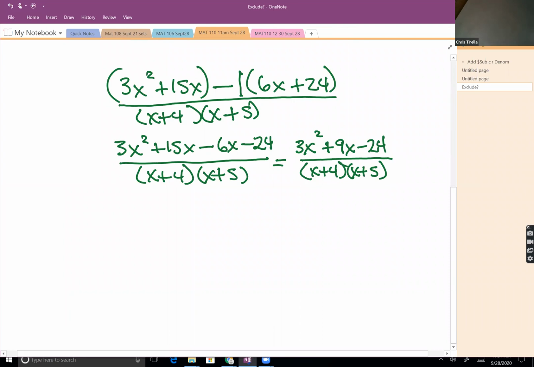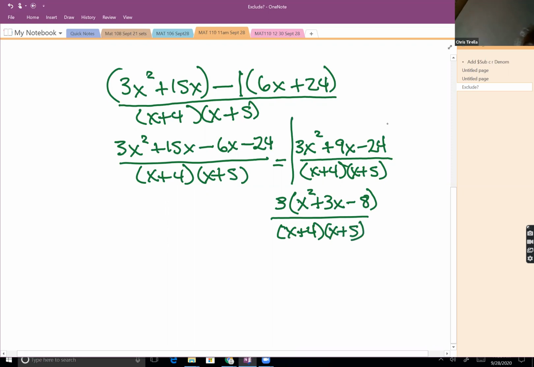Now we have to see, can we simplify that? And now this is the first we're going to think about factoring that numerator. That numerator becomes 3 times x squared plus 3x minus 8. And let's see, 8 is 1 and 8 and 4 and 2. I don't think it's ever going to give me that 3 in the middle. And because that doesn't factor any further, there's no common factor. So this is going to be my final answer.